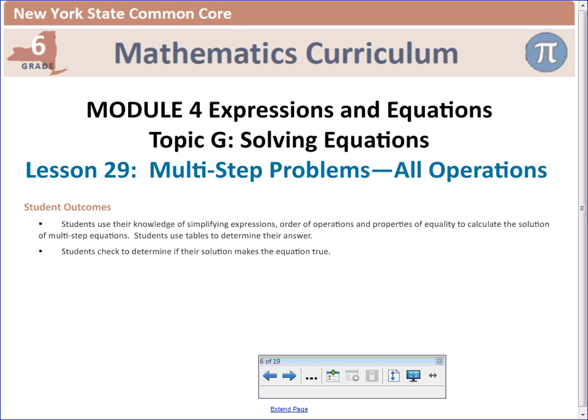Today is Module 4, Lesson 29. We're going to continue looking at multi-step problems. This lesson is very similar to other lessons and modules in the sense that first we're going to look at it with models and pictures so that we see what it means, using the tape diagram.